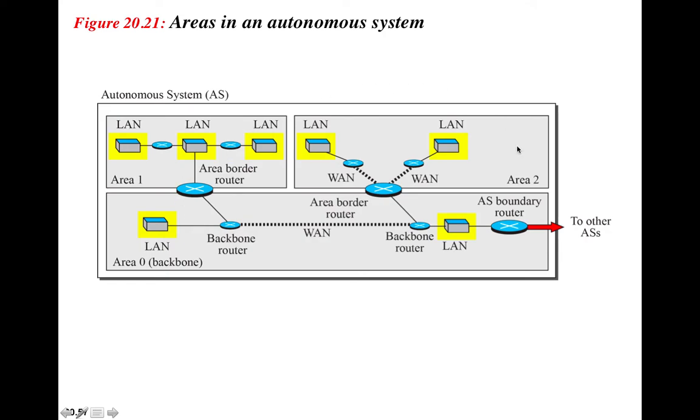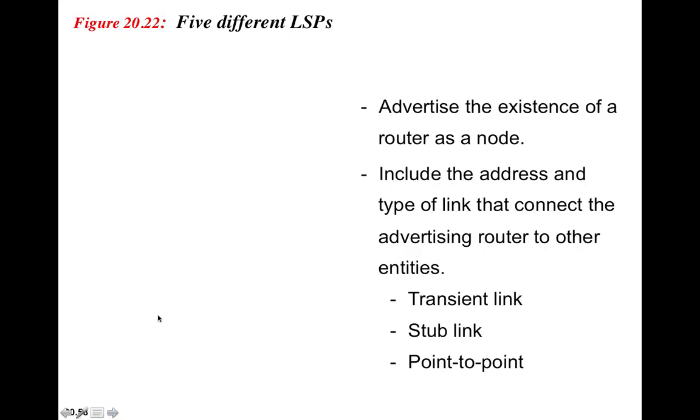Now, to carry on with this exchange of information, we have 5 different types of link state packets. Based on what router it is, based on what type of an area it is, we will have all these different types of LSPs that are exchanged. Now let's look at these different types of LSPs.